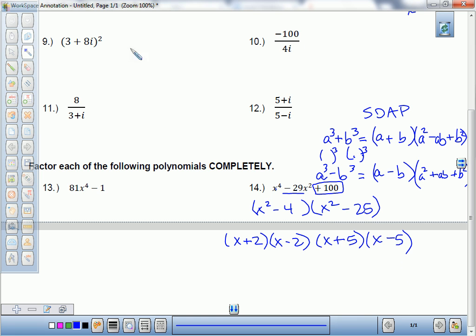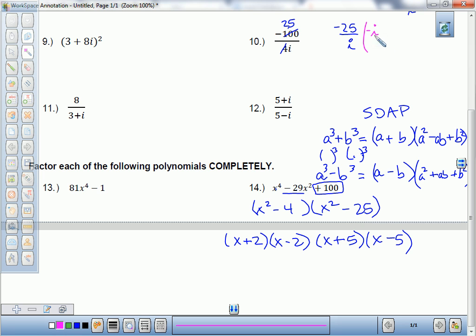So remember, our thing is SOAP. Same, opposite, always positive. You have to figure out what's being cubed and what's being cubed. So here A is being cubed, here B is being cubed. You square the first one, product of the two, square the last one.